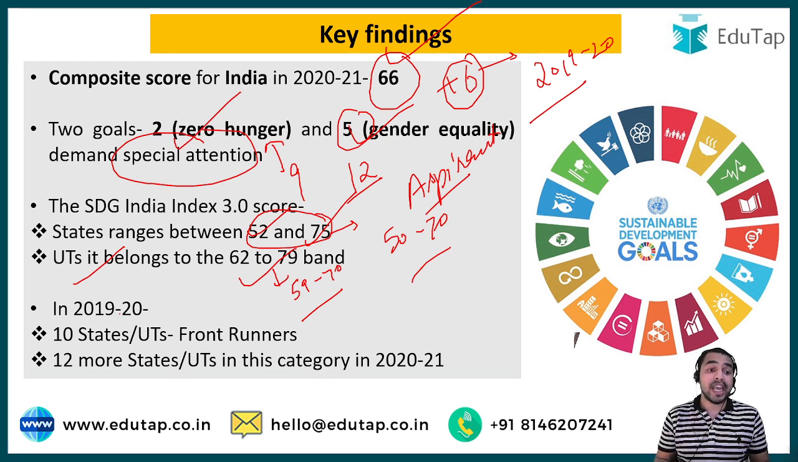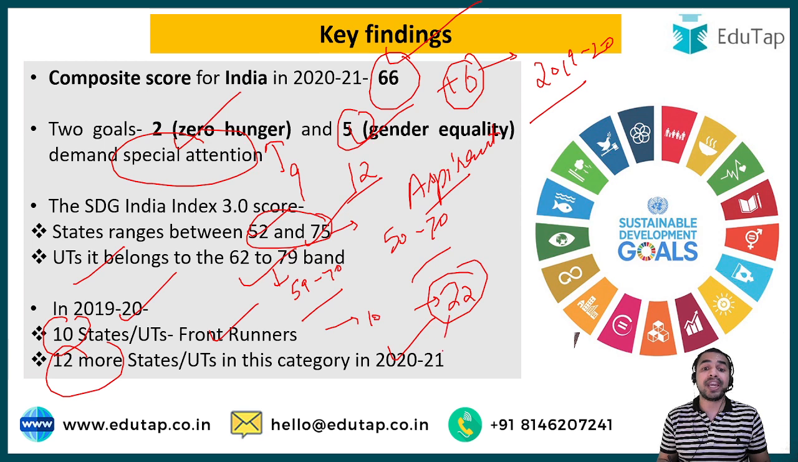And guys, in year 2019 to 2020, only 10 states were part of the front runner category. And guys, if you see the present edition, that is the 2021 edition, then you can directly see that 12 more states, that is, this number has increased from 10 to 22 in the 2020-2021 edition. So guys, that shows that Indian states and union territories are really improving when it comes to the different categories of this particular index.